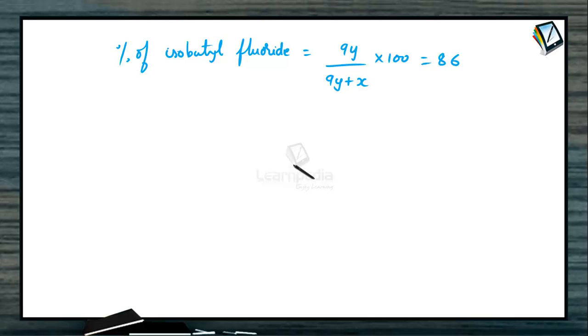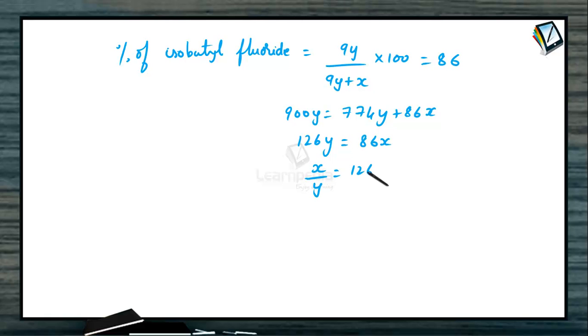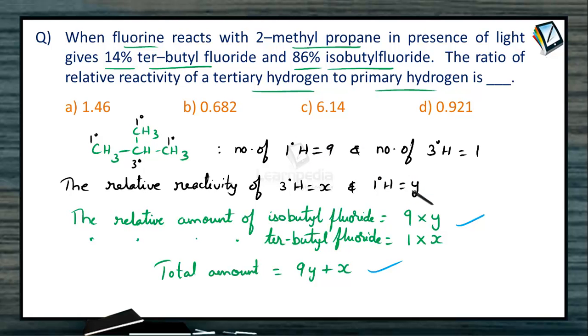Isn't it? Solve this. 900Y equals 774Y plus 86X. Bring this one to this side. We get 126Y equal to 86X. And X by Y is equal to 126 by 86, which is nothing but equal to 1.465. Here we just require the relative reactivity of the tertiary hydrogen to that of the primary hydrogen. That is, the X to Y ratio we need to calculate, and that we got as 1.465. And that is there in option A.